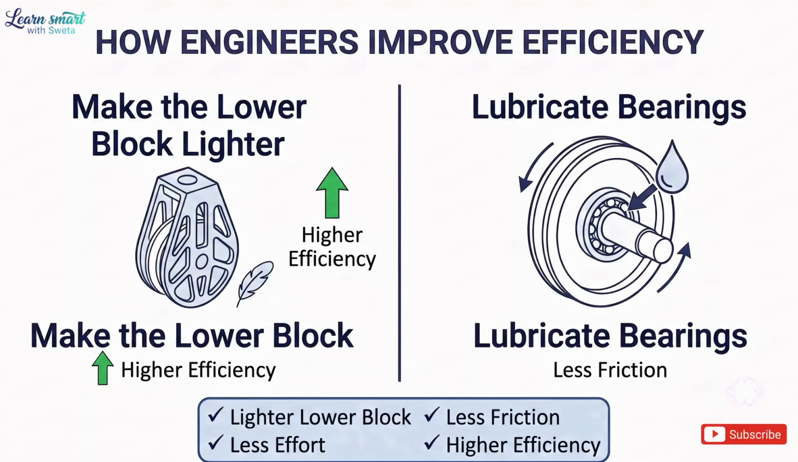That's why engineers always try to make the lower block as light as possible. They also reduce friction by lubricating the pulley bearings. Less friction, lighter pulleys, higher efficiency.